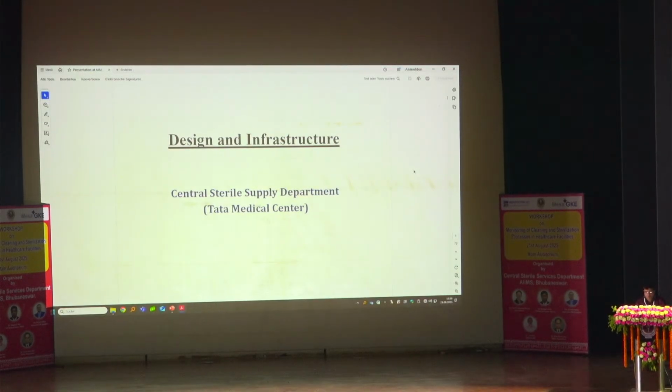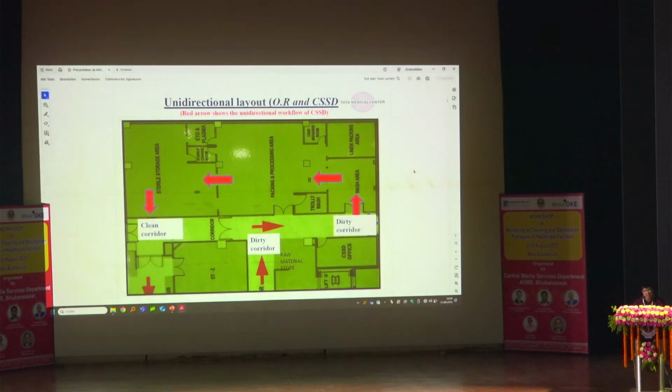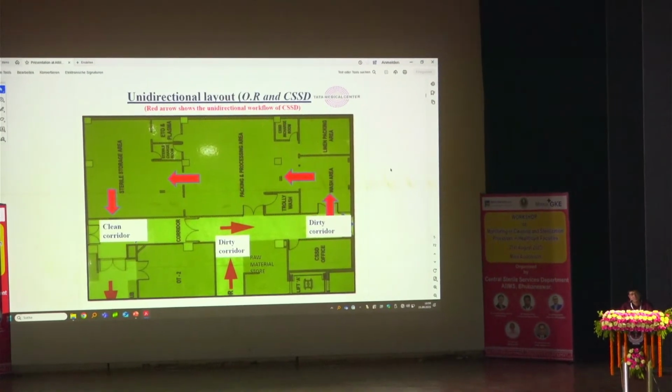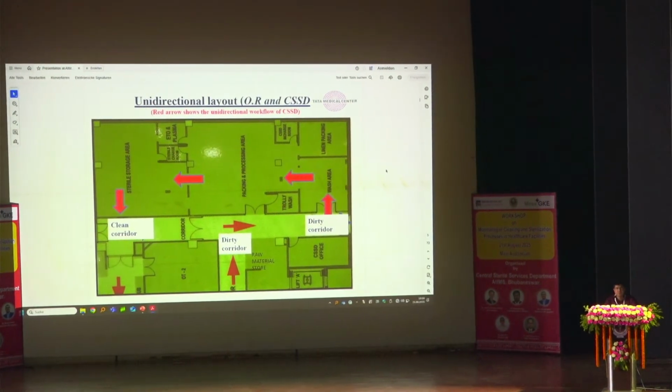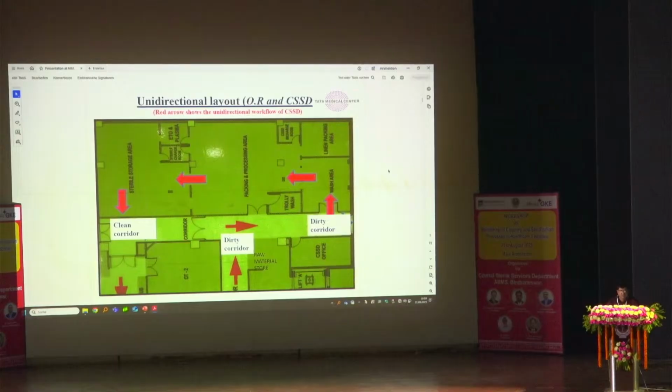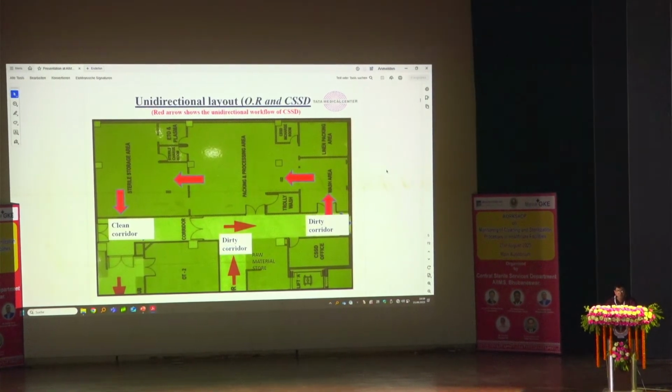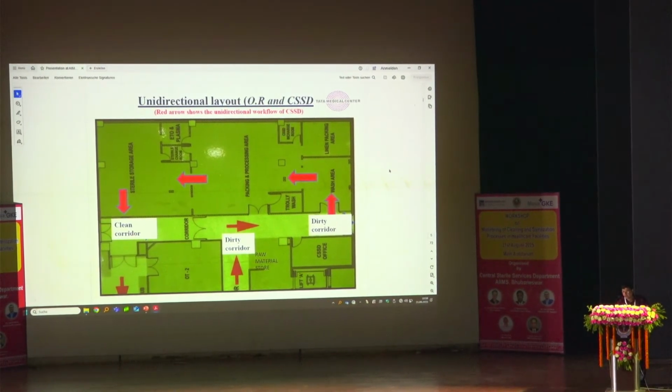Okay? So now come to the design and infrastructure. The slides which I actually show you are especially for the Tata Medical Center CSSD, not from the hospital. Whatever I show you, it is specifically for the Tata Medical Center. So you see the red area, I'll show you.